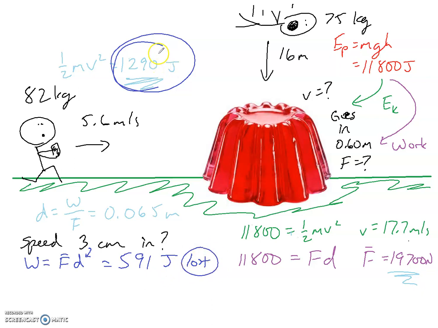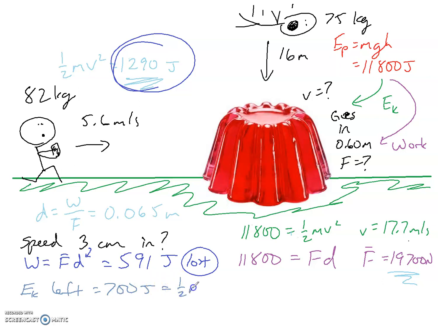So it came in with 1290. Jello did about 590 joules of work on him to slow him down, which means we can subtract the two to find out how much energy he actually has left. Okay, so the remaining kinetic energy will be the difference between the two. So the kinetic energy that he has left is going to be the 1290 take away the 590, which is around, let's say, 700 joules. So he's got 700 joules of kinetic energy left.